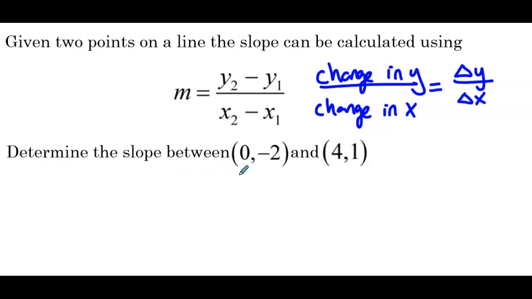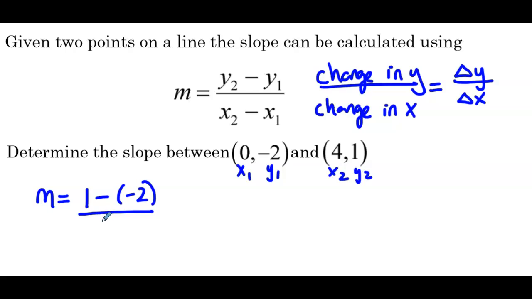Okay, so determine the slope between the points (0, -2) and (4, 1). So m equals. We'll call this x1, y1, and this x2 and y2. So we have 1 minus -2 over 4 minus 0. Subtracting a negative makes it 1 plus 2, over 4 minus 0, which is just 4. So we have 3 over 4. That's the slope between these 2 points.